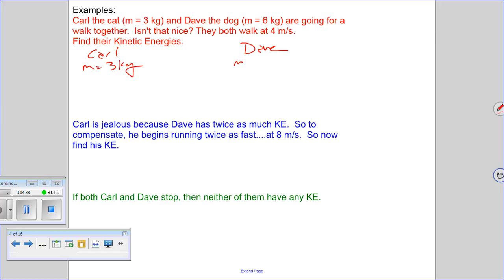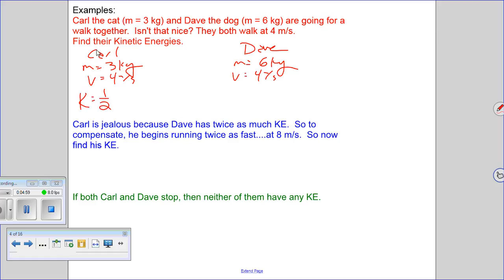Dave has a mass of 6 kilograms. They're going for a walk together. They both walk at 4 meters a second, so let's find their kinetic energy. So velocity is 4 meters a second. They've got the same velocity, but they're not going to have the same kinetic energy, because they have different masses, right? So that's basically the point of this example.